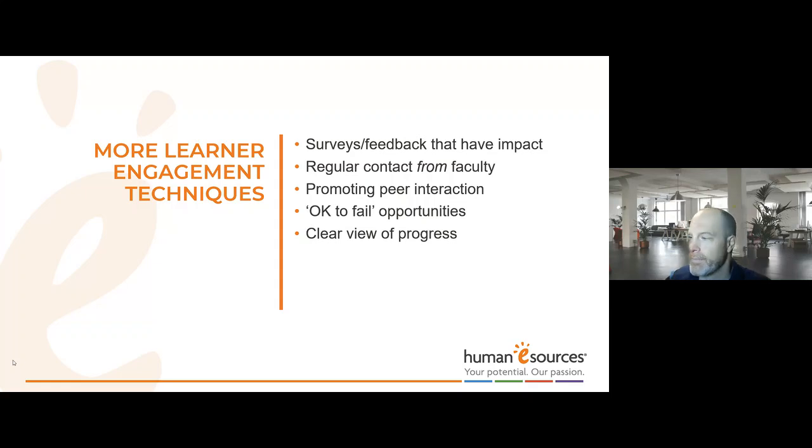Or discussions that maybe don't have any grades attached to them, in preparation for a discussion that will have a grade attached to it. So you've got to set up those okay-to-fail opportunities. Students are willing to engage. I mean, everyone has fear of failure, and setting up okay-to-fail opportunities helps you overcome that.